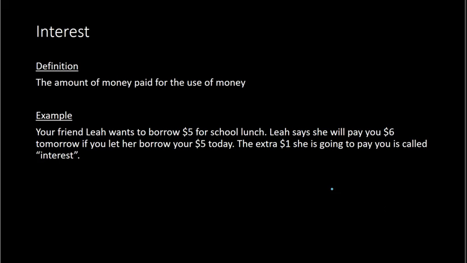So she is paying you to let her borrow your money, which is a good deal for you. You're making $1, but it's not necessarily a good deal for the person that's borrowing the money. But this idea is called interest. You're borrowing money and paying back later, and when you pay back more, that's called interest.